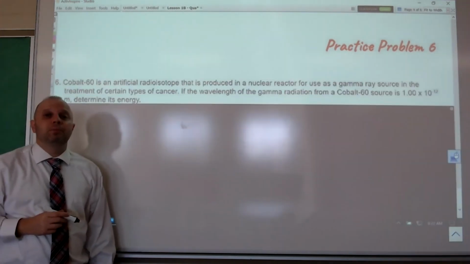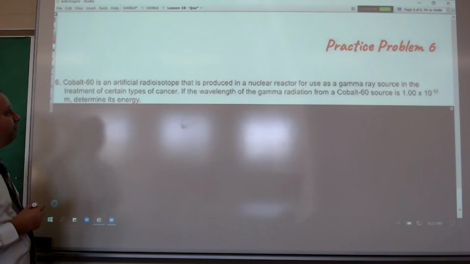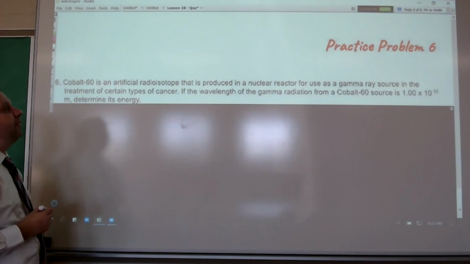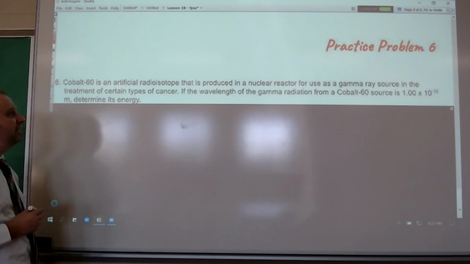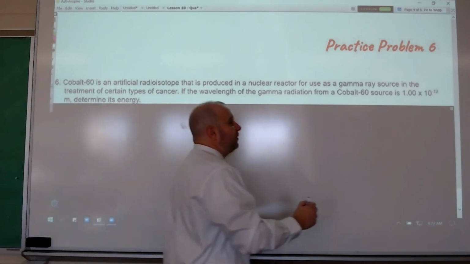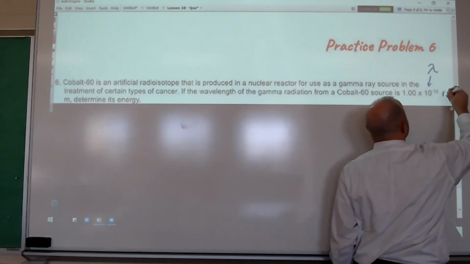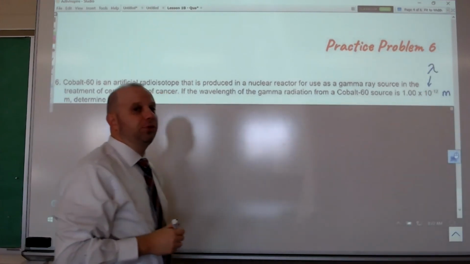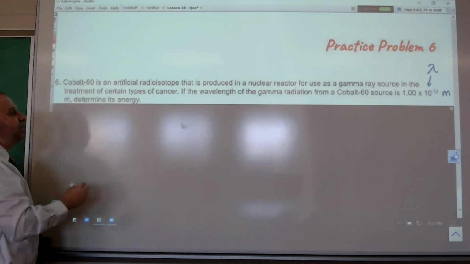Let's take a look at problem number 6. It says cobalt-60 is an artificial radioisotope that is produced in a nuclear reactor for use as a gamma ray source in the treatment of certain types of cancer. The wavelength of gamma radiation from a cobalt-60 source is, so this is wavelength in meters, 1.00 times 10 to the negative 12th, determine its energy.